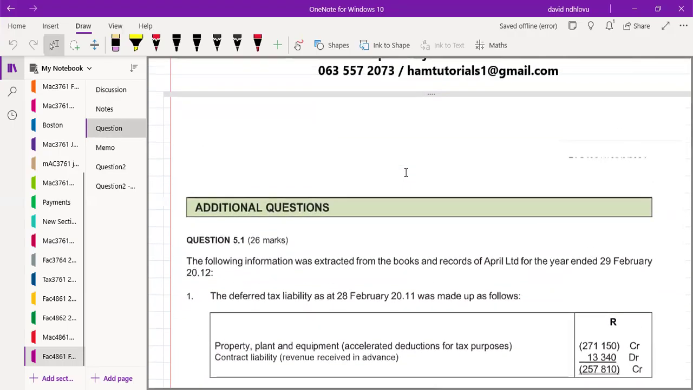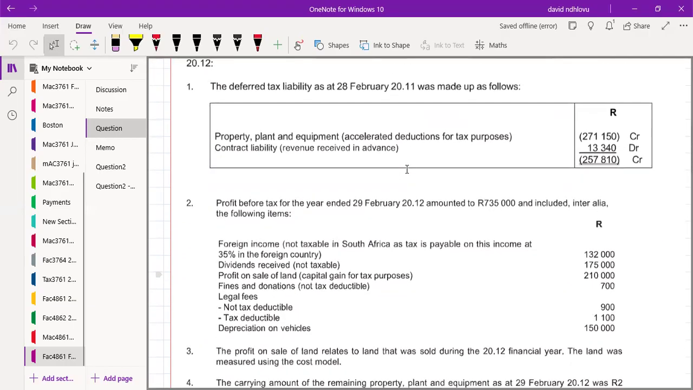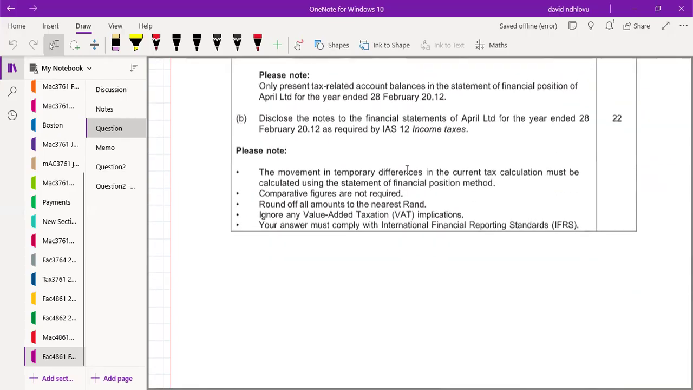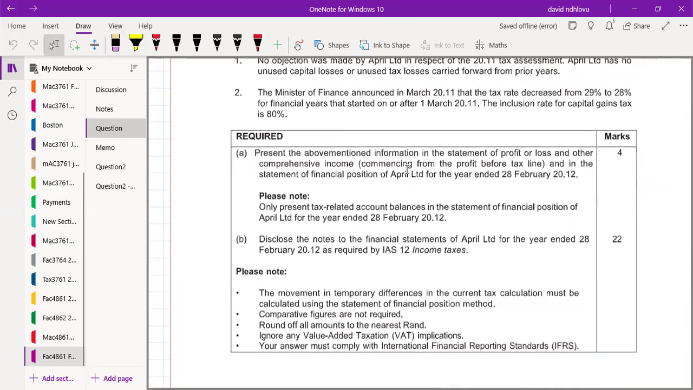All right, so this is my question here. Right, this question is from FAC 4861, tutorial letter 102. So the guys doing undergrad, you don't have this one. I will share with you after. So don't worry if you are doing CT1, this particular question is very much relevant. There is nothing new or difficult here.